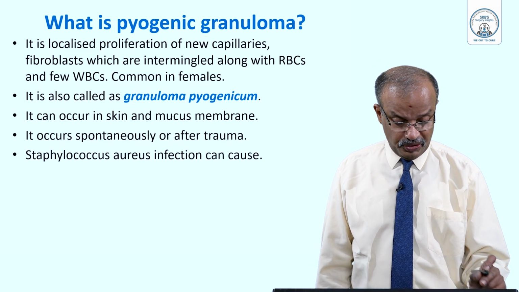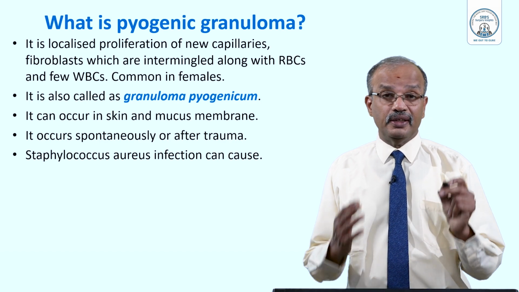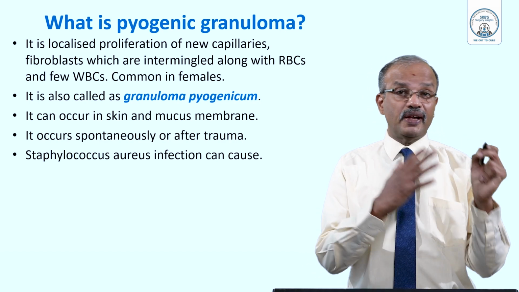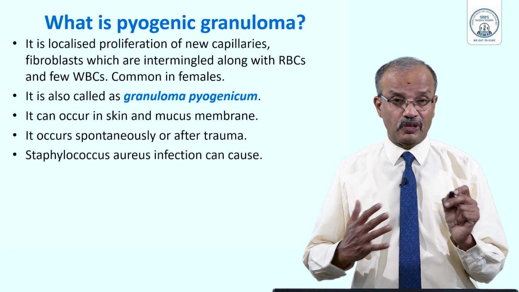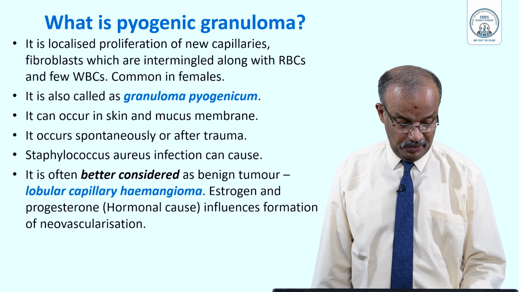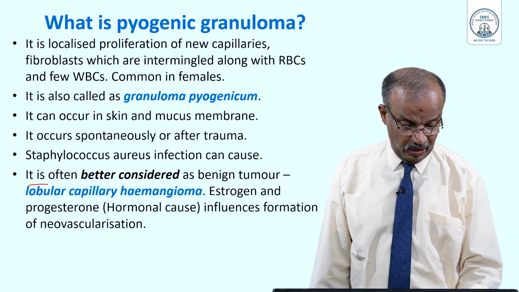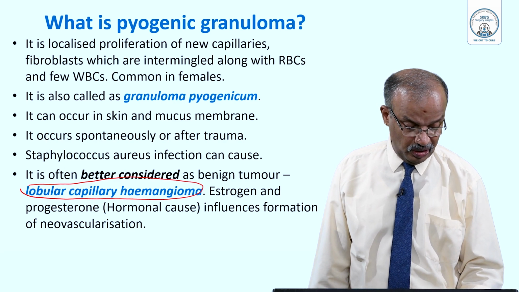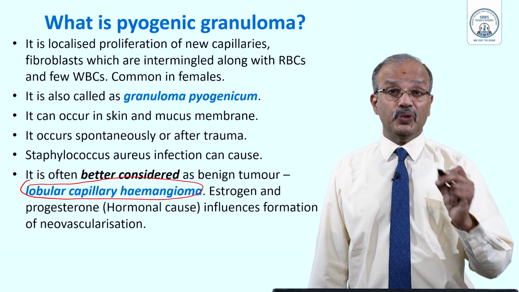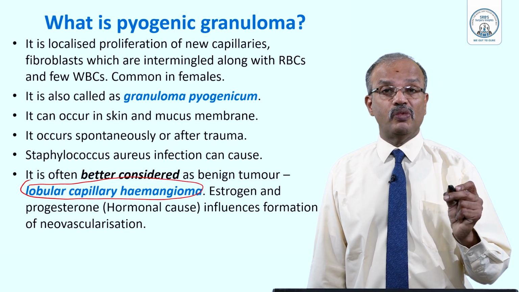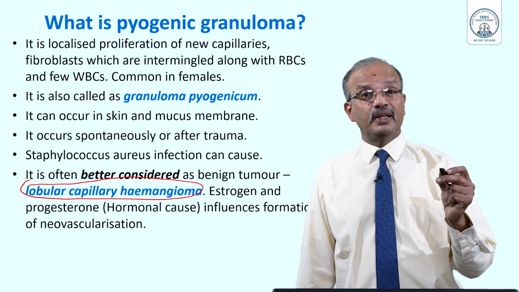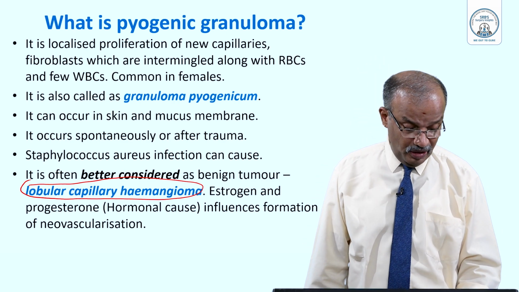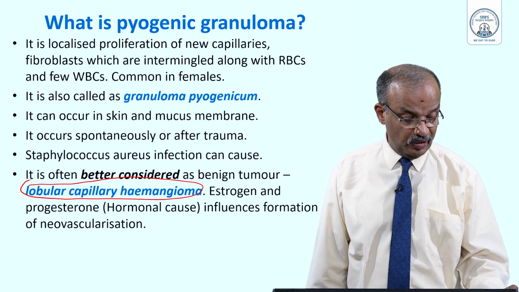Staphylococcus aureus infection can cause it. This bacterium itself can cause pyogenic granuloma, or once it forms, it may get infected by Staphylococcus aureus. Both ways are possible, remember. So this is probably the current pathological terminology: lobular capillary hemangioma. Even though clinically we call it pyogenic granuloma or granuloma pyogenicum, which is very well accepted clinically, the pathological name is different. The actual name is lobular capillary hemangioma. That's what you have to remember.